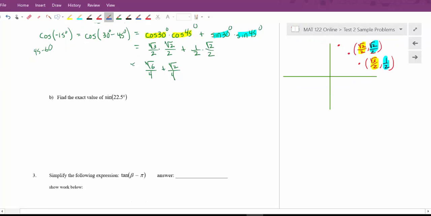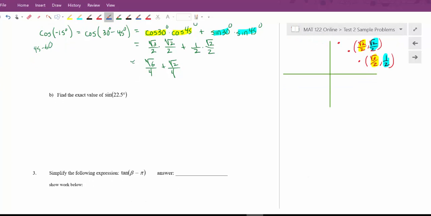Okay, the next problem is finding the cosine of 22.5. Okay, and this one you're going to have to use a half angle identity on. So I do give you the half angle identity. So the half angle identity basically goes like this. If you're dealing with the sine of alpha over 2, again, I'll give this to you. If you have it memorized, it does speed you up a little bit. It goes 1 minus cosine of alpha over 2.